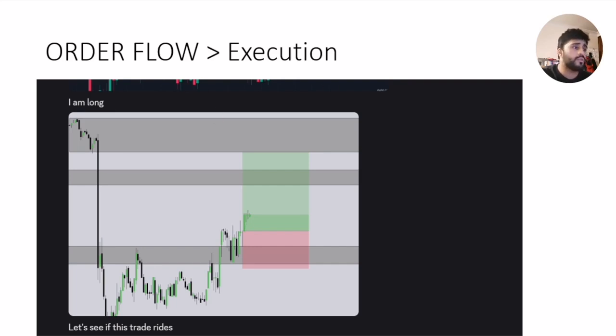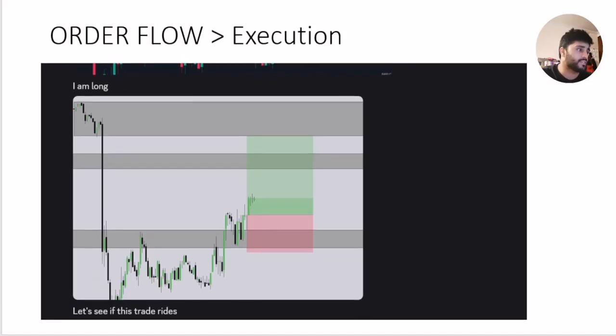So order flow over execution. This is important to understand, right? Order flow will beat any type of execution. Now, the reason why is because order flow tells you the why, and we're going to be getting into the why in a lot of detail. So if I continue this on, this is the break and retest.